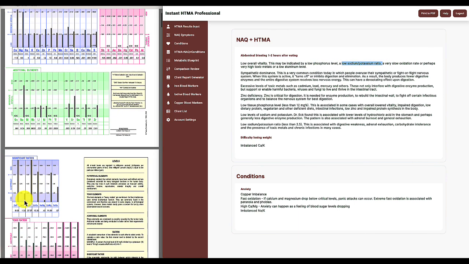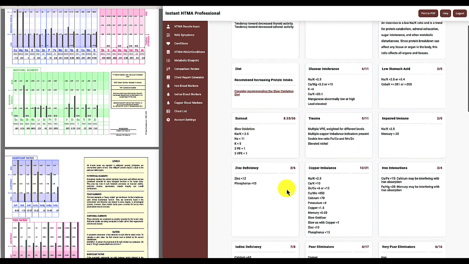Then the app tells you all of the mineral imbalances that are associated with those symptoms. And you're able to look at the HTMA results and see which ones are present. This is my favorite part of the analysis because it's so cool to see how accurately the information aligns with the person's symptoms. I've been doing this for years now, and this part truly never gets old.